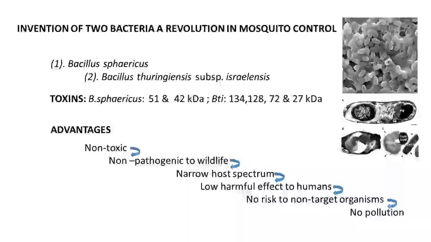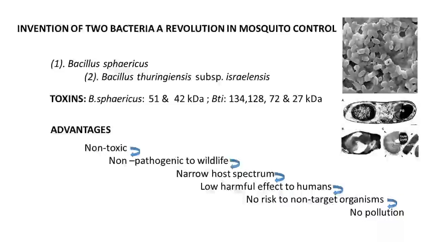Globally, as of date, there are two bacteria identified and isolated more than two decades ago: Bacillus sphaericus and Bacillus thuringiensis israeliensis. These bacteria are unique and show an effect against mosquito larvae because of the presence of toxins. For example, Bacillus sphaericus has two toxins, 51 and 42 kDa proteins, called the binary toxins, and BTI contains multiple toxins, 134, 128, 72 and 27 kDa proteins. These multiple toxins are very effective against mosquito larvae.